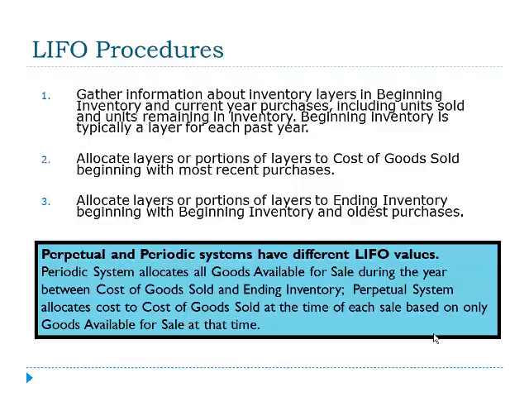Perpetual and periodic systems have different LIFO values. A periodic system allocates all goods available for sale during the year between cost of goods sold and ending inventory. A perpetual system allocates cost to cost of goods sold at the time of each sale based on only goods available for sale at that time.